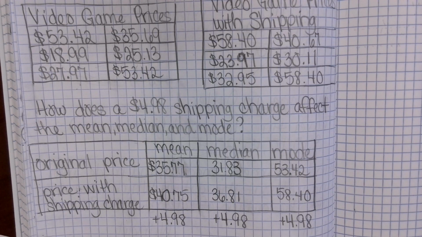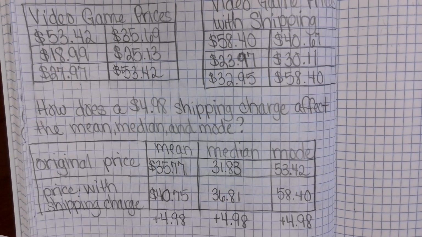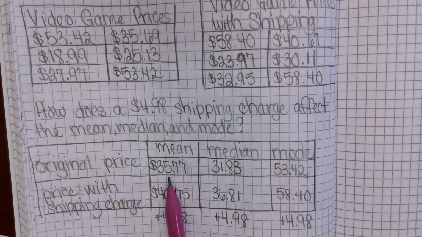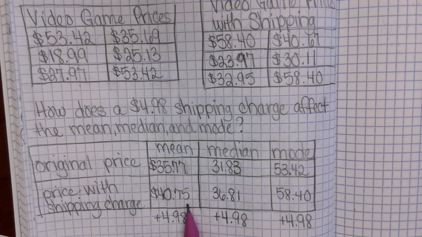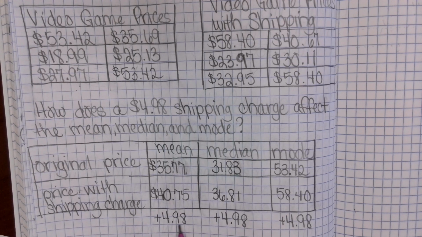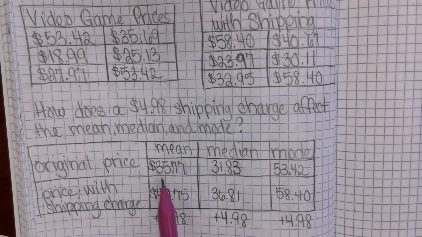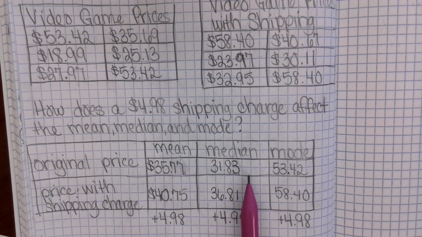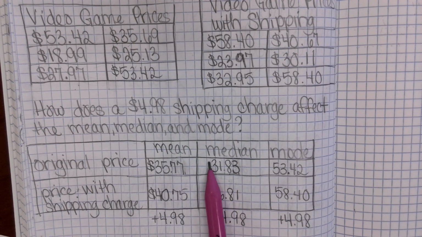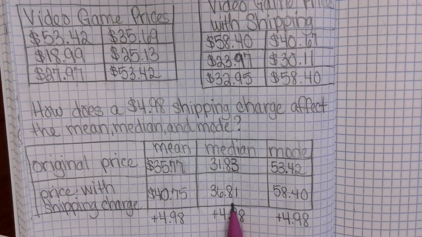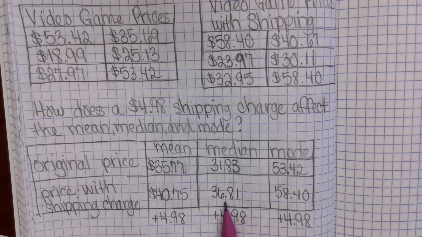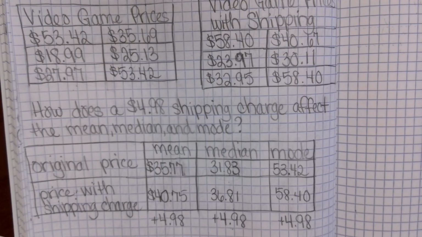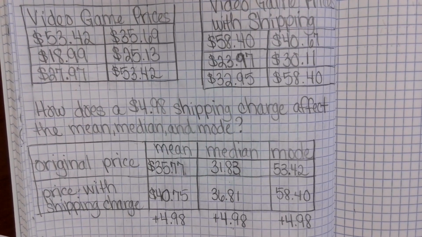All right, thanks to Video Magic, our chart is now completely filled in. So with the original price, the mean was $35.77, and with the shipping charge, it was $40.75. That's an increase of $4.98. What do you notice here? Same thing. All right, the median, the original price, it was $31.83. With the shipping charge, it was $36.81. An increase of $4.98. So that plus there is going to indicate an increase.